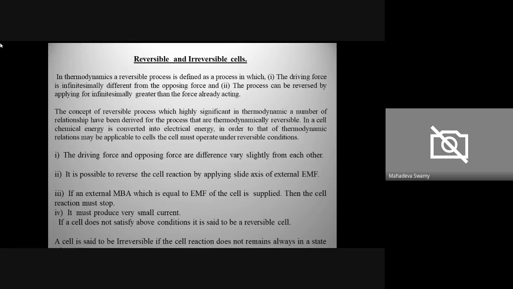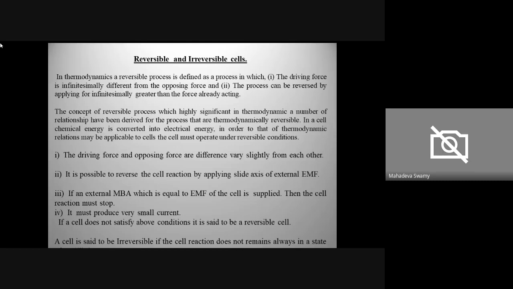The concept of a reversible process is highly significant in thermodynamics. A number of relationships have been derived for the processes that are thermodynamically reversible. Why? Because with the help of reversible and irreversible processes, many relations have been derived, and we are going to derive them for the processes that are thermodynamically reversible.